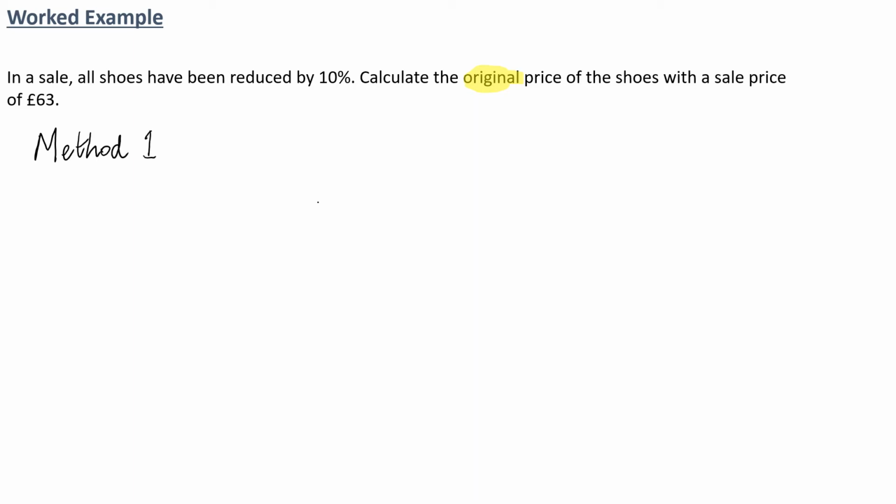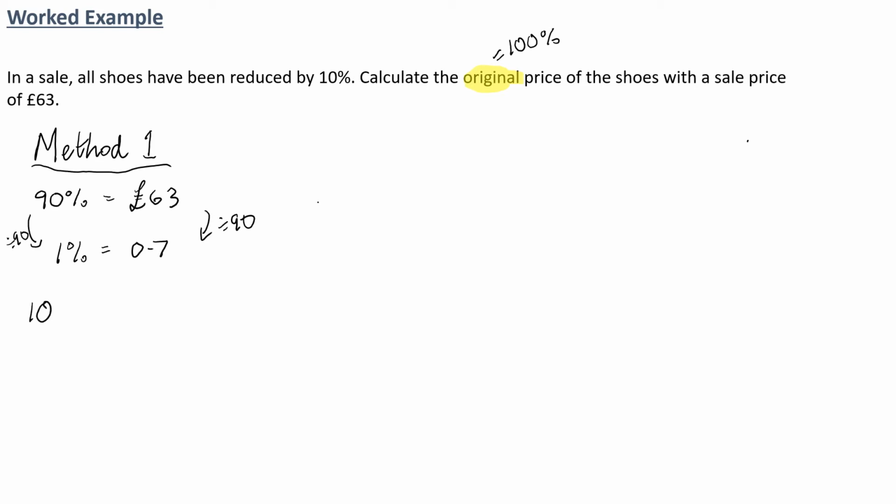Okay, so for method 1, if something has been reduced by 10%, that means that 90% is left remaining. So what we can say is that 90% of the price is £63. Our goal is the original price, which we would take to be 100%. So we're just going to apply some basic proportion to both sides here. We're going to work down to 1%. So we've divided by 90 here. I'll need to do the same to this side. 63 divided by 90 gives 0.7.